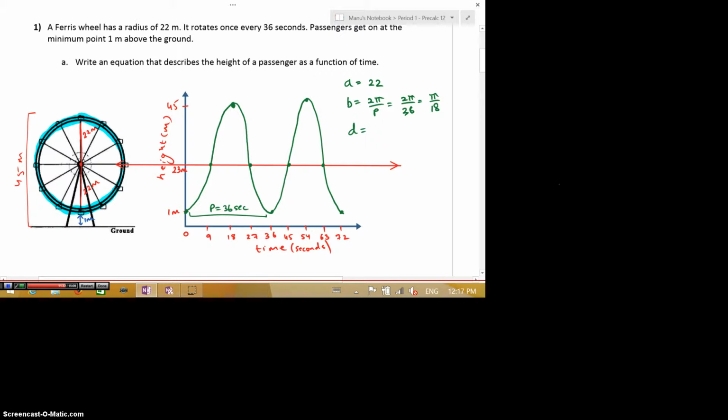What is the vertical displacement? 23. It's 1 unit plus the 22. The midline is at 23 meters.